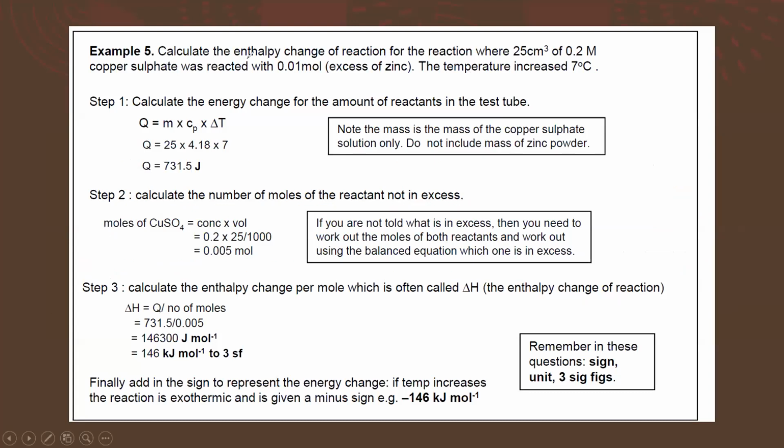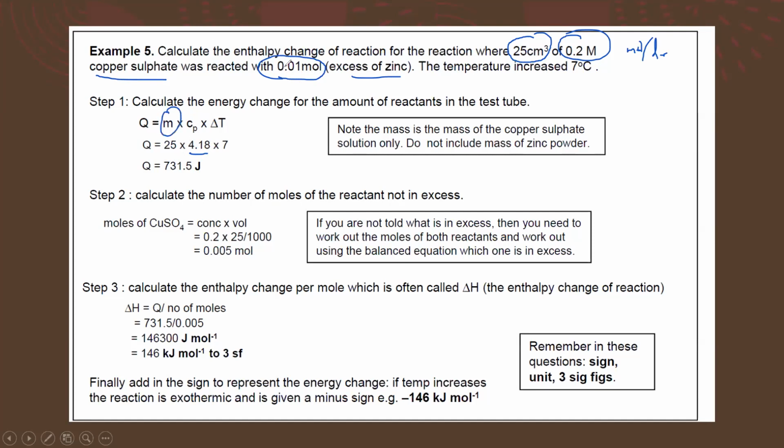Calculate the enthalpy change of a reaction where 25 cm cube of 0.2 mole per dm cube, the concentration, copper sulfate is reacted with excess zinc. The temperature increases by 7. So first we have the formula E equals Cm delta T. The specific heat is 4.18 is the actual number, 4.2 I rounded off.